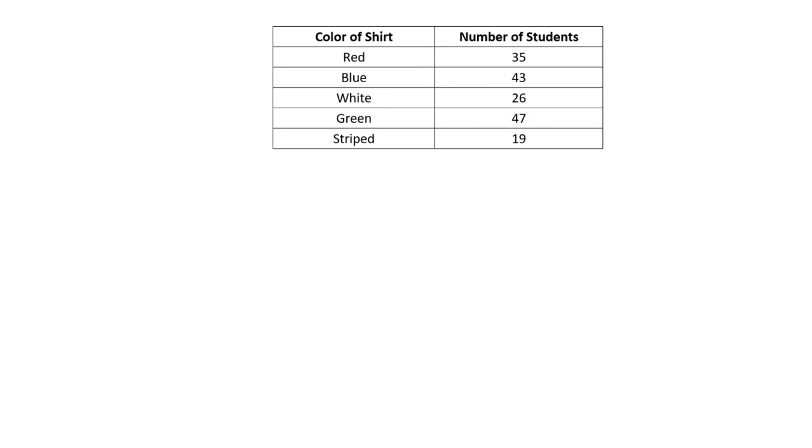My independent variable sounds just like what it should be. It is not dependent on another variable. My dependent variable is dependent on my independent variable. In this case, the number of students is dependent on the color of their shirt. So my shirt color is my independent variable and my number of students is my dependent variable.